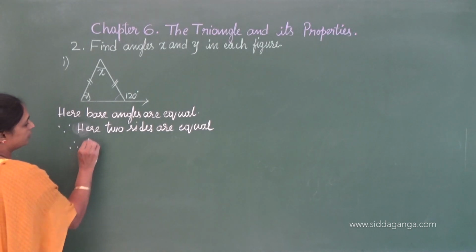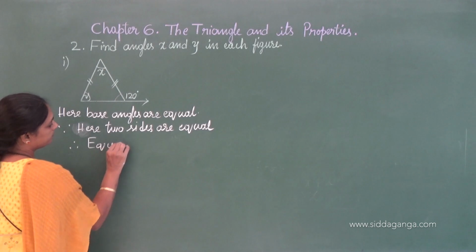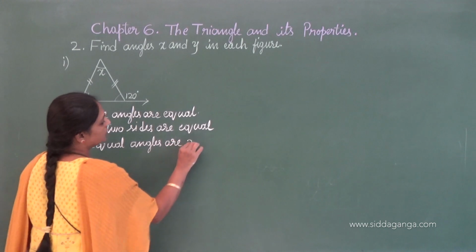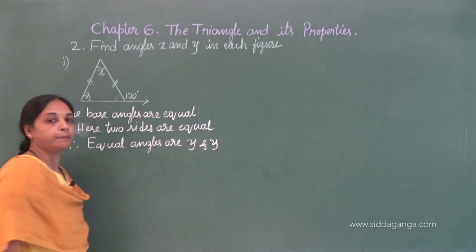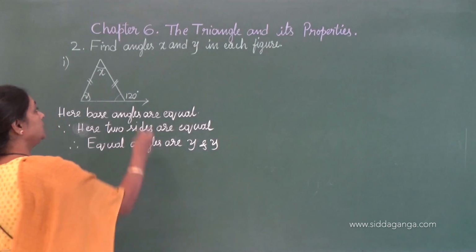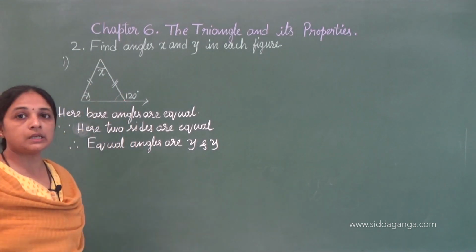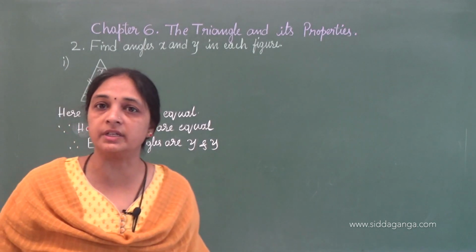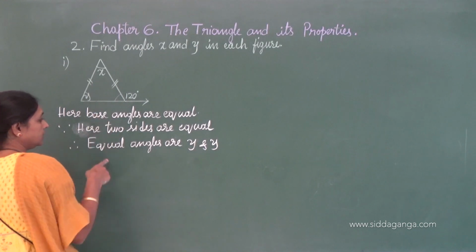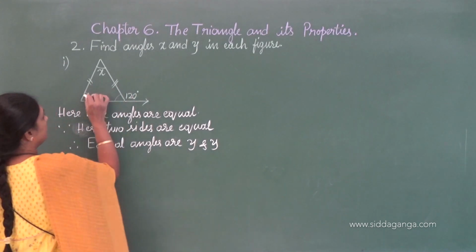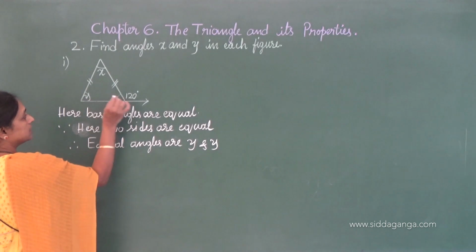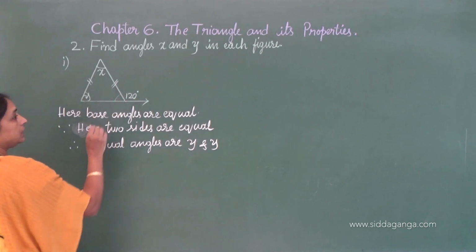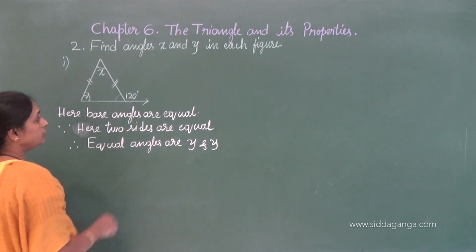Therefore equal angles are y and y. Here we are not marking any name on the triangle like ABC, PQR, XYZ, like that. Without that we are doing here. Equal angles are y and y. Okay, by using exterior angle property, we can find the value of y here.